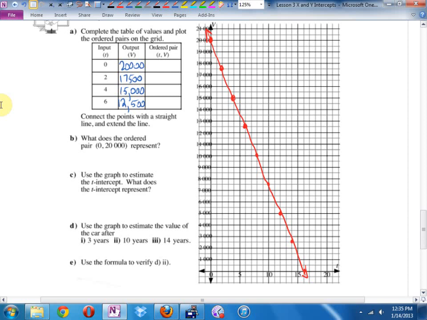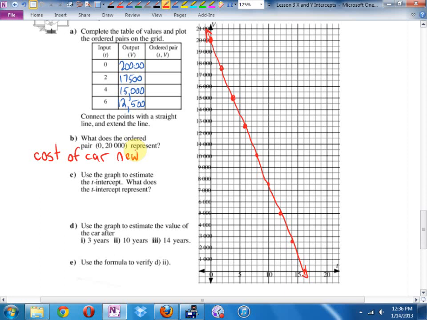What does (0, 20,000) represent in English? What does that mean? What amount? When? When it was new. Cost of the car when it was new. Value of the car when it was new. At time 0, this car was worth 20,000 bucks.